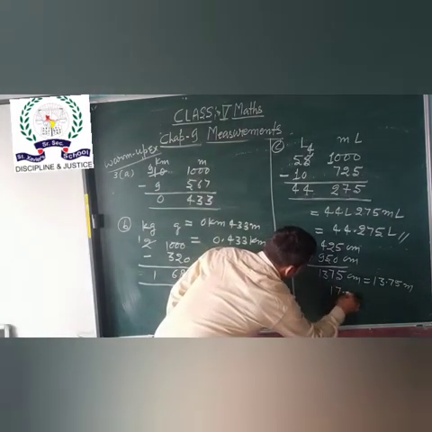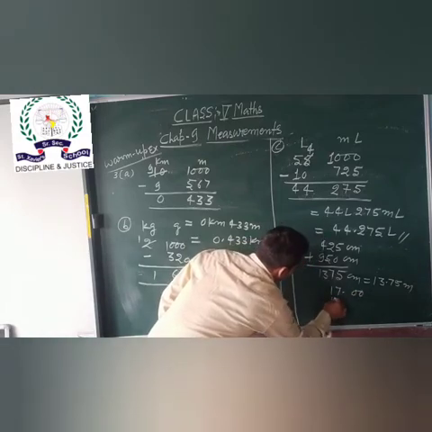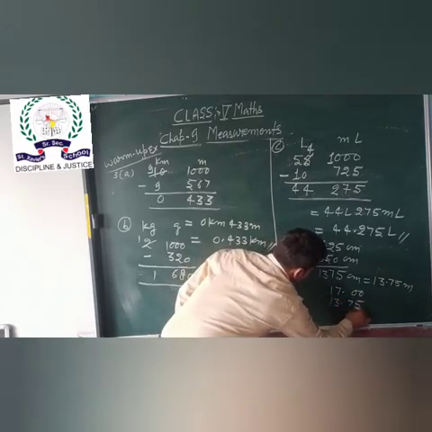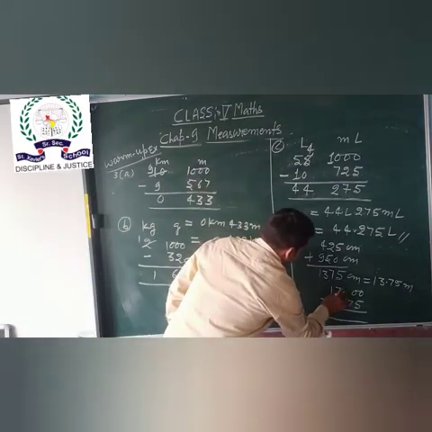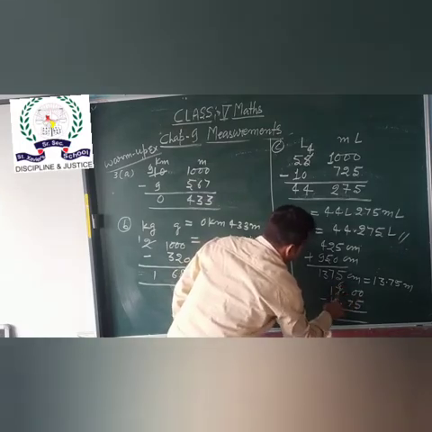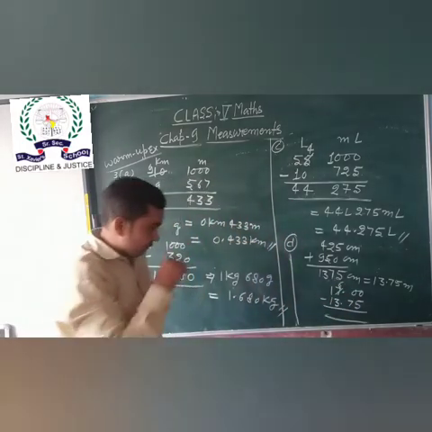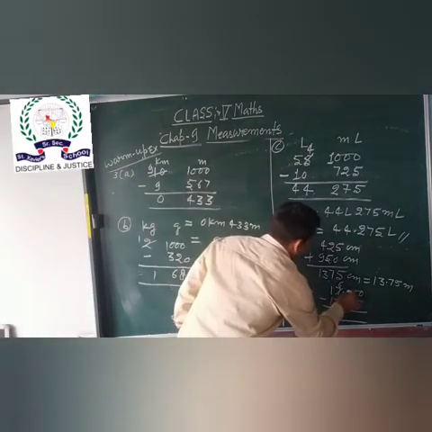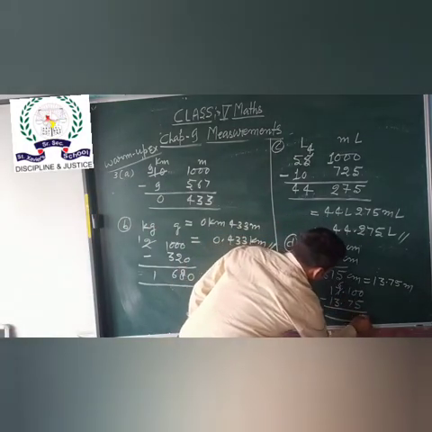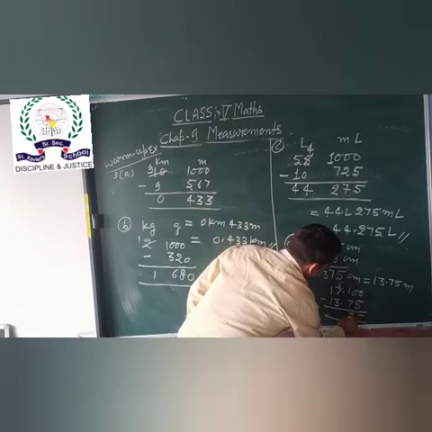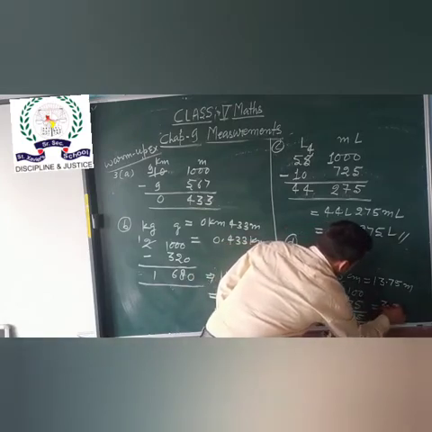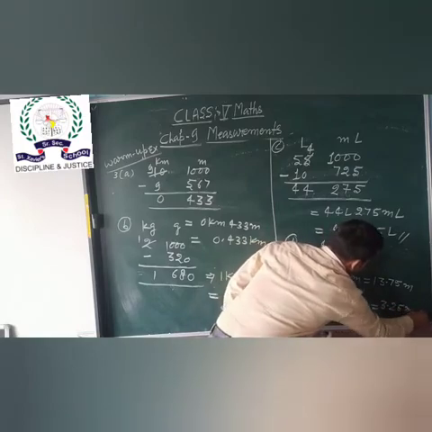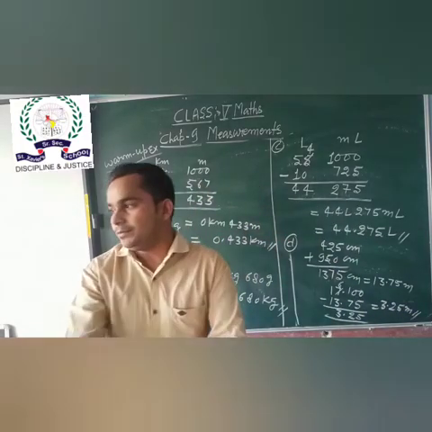So 17.00 and 13.75. Then subtract. So carry out 1. So we have 1 meter equals 100 centimeter. So 10 minus 5, 5. 9 minus 7, 2. And 6 minus 3, 3. So we have 3.25 meter.